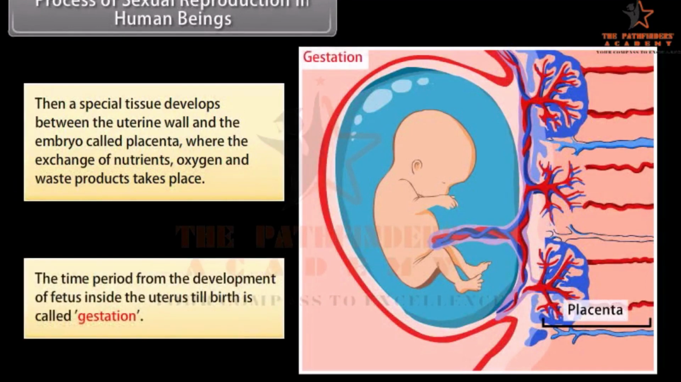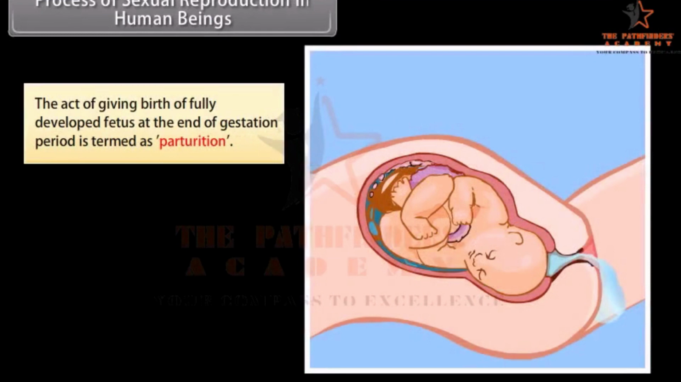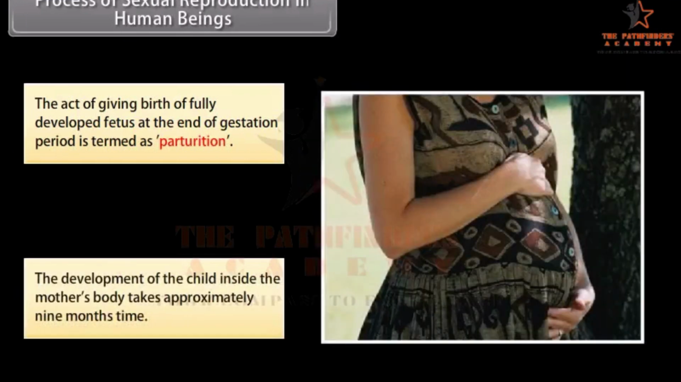The time period from the development of the fetus inside the uterus till birth is called gestation. The act of giving birth to a fully developed fetus at the end of the gestation period is termed parturition. The development of the child inside the mother's body takes approximately 9 months.